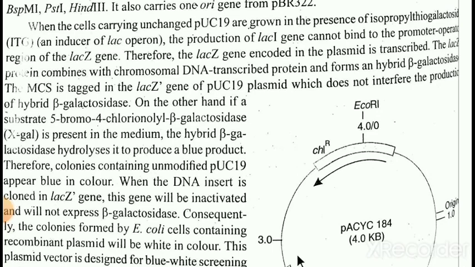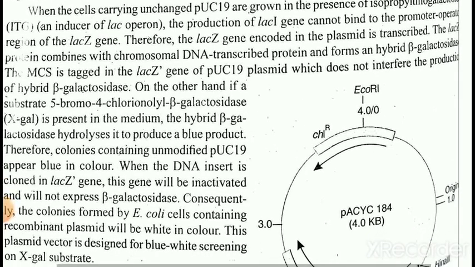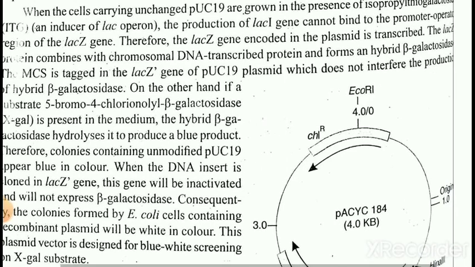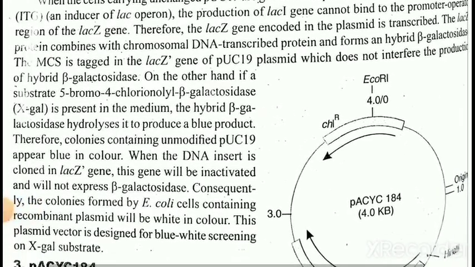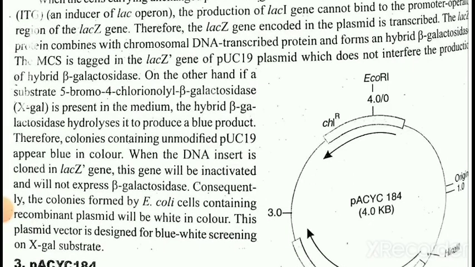On the other hand, if a substrate, 5-bromo-4-chloroindolyl beta-galactoside, X-gal, is present in the medium, the hybrid beta-galactosidase hydrolyzes it to produce a blue product. Therefore, colonies containing unmodified pUC19 appear blue in color. When the DNA insert is cloned in the lacZ gene, this gene will be inactivated and will not express beta-galactosidase. Consequently, the colonies formed by E. coli cells containing recombinant plasmid will be white in color. This plasmid vector is designed for blue-white screening on X-gal substrate.